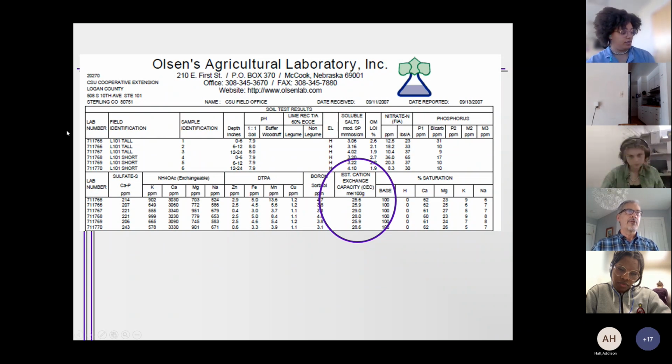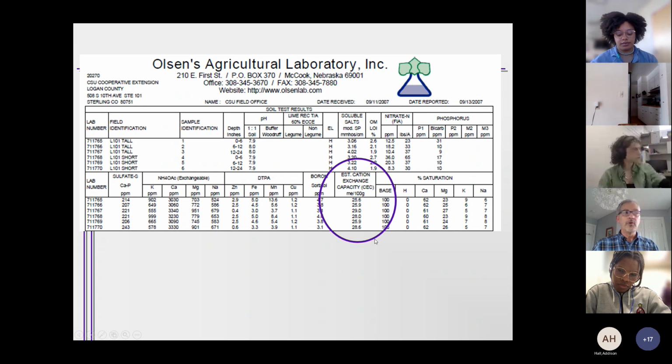It comes from a laboratory, typically has the name of the laboratory, and probably the name of the person or entity they work with somewhere on the sheet. Then you'll see lab number and field identification. These all correspond to soils that were pulled out of, I don't know what tall and short mean. Then you can see soil depth, and a bunch of data. What I want to focus on is this cation exchange capacity column.